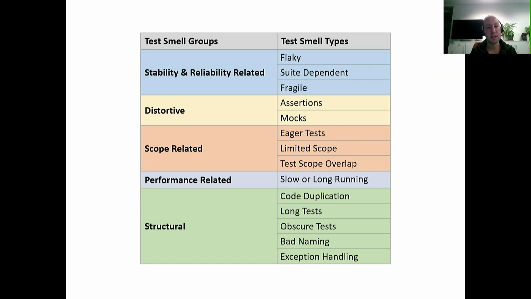The first one is stability-related testimonials. The next one is distortive ones stemming from wrong assertions or mockings. And we can have some scope-related issues. Maybe we are not covering the features properly. Those are the scope-related issues. Or we can have some performance-related and structural testimonials, which are related to the code quality in our test framework.